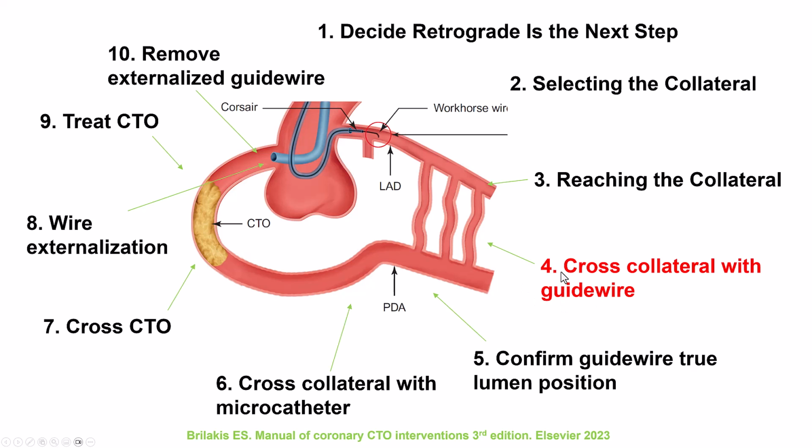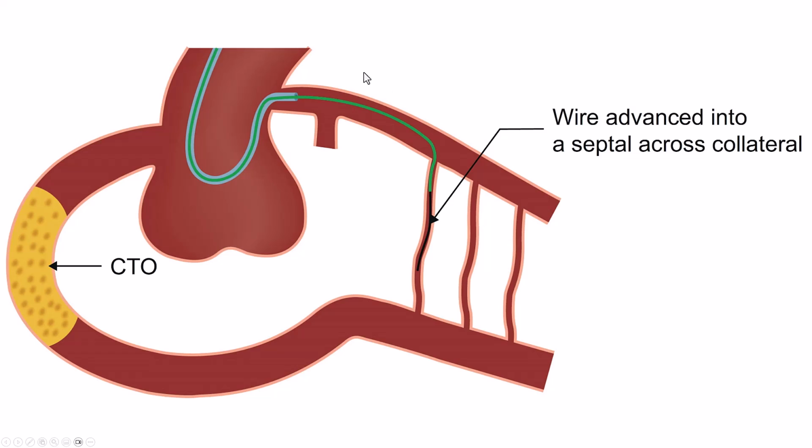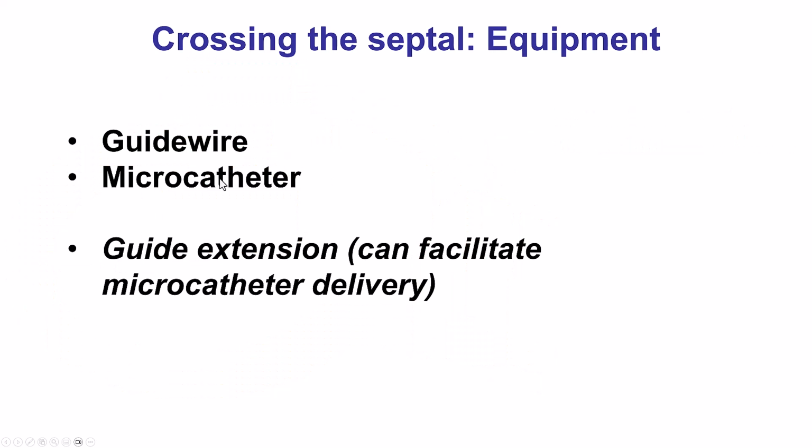Moving on to step number 4, which is crossing the collateral with a guide wire. So this is where we are. We have advanced a microcatheter inside the collateral. Now we're trying to cross it. And the crossing requires two things. One is the microcatheter, the other is the guide wire.